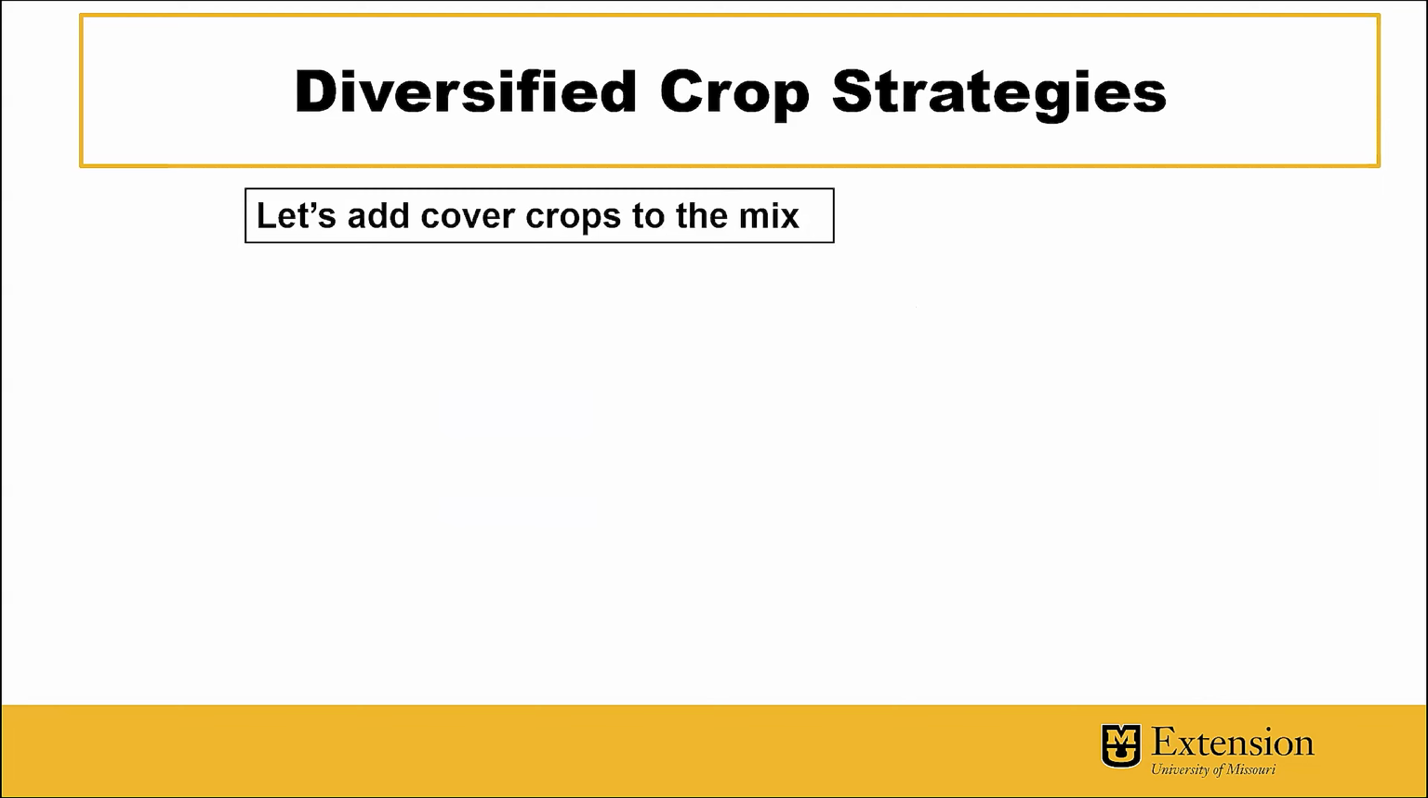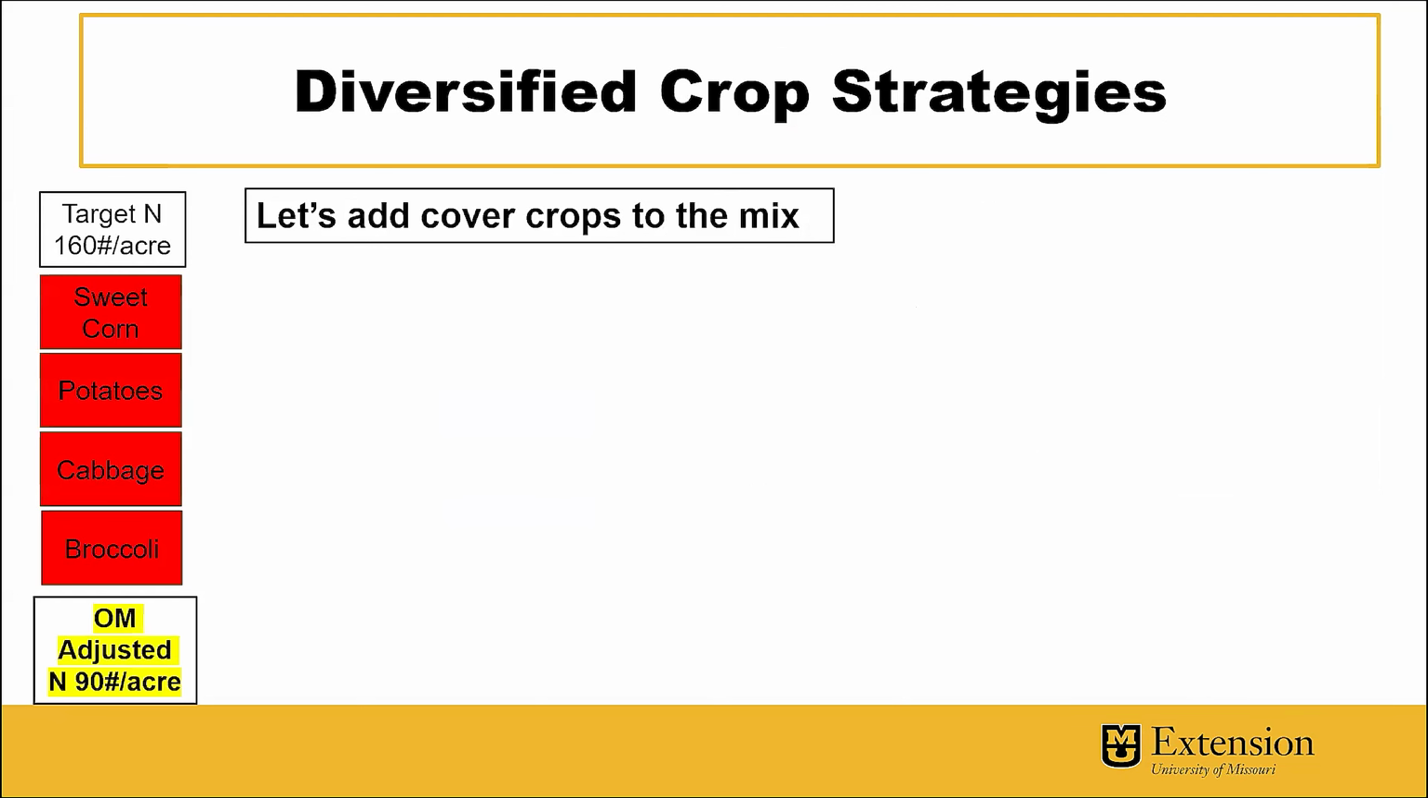I want to give one final example because I know folks are very interested in incorporating cover crops into their farm to support fertility management. So let's start with our heavy feeding crops, things like sweet corn, potatoes, cabbage, and broccoli. We've already done some calculations, and we know that we need 90 pounds of nitrogen per acre based off of the organic matter of the soil in this previous example.